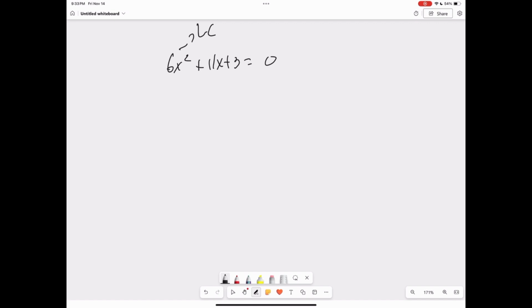So we are going to label our A times C and our B. A times C, 6 times 3 is 18, and our B is 11. So what multiplies to 18 and also adds to 11? Let's try our combinations. 18 divided by 1 is 18. 18 divided by 2 is 9. If 18 divided by 2 is 9, 9 times 2 is 18. 9 plus 2 is 11, but 9 times 2 is also 18. So that means this will work as our factors. Let's do it. X plus 9 and x plus 2. But no.